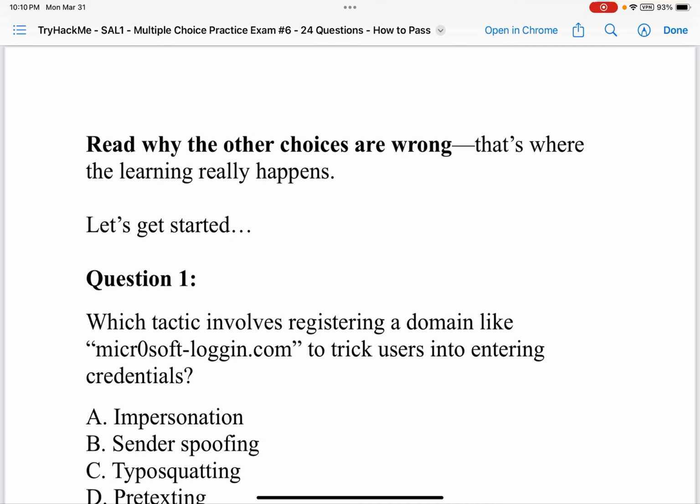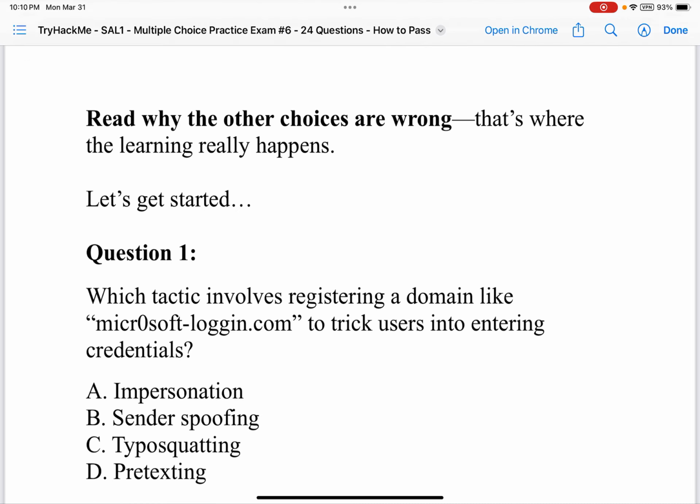Which tactic involves registering a domain like Microsoft-login.com to trick users into entering credentials? Now take a closer look at the domain name. If you glance at it really quick, it looks like it says Microsoft, but instead of the letter O, it has the number 0. And login is spelled incorrectly. Instead of Login, it's spelled with Loggin. So the question is, which tactic involves registering a domain like Microsoft Login to trick users into entering credentials?